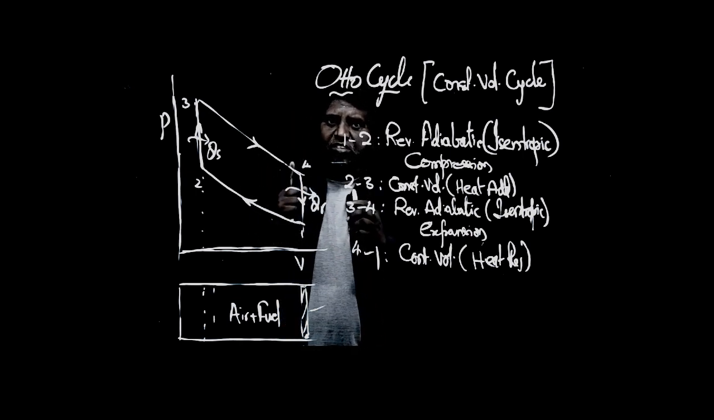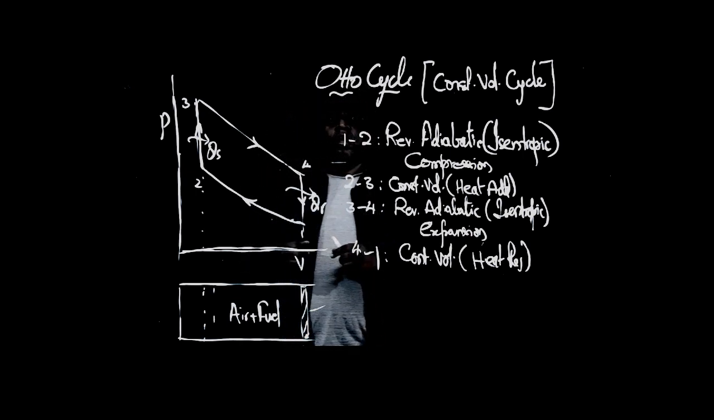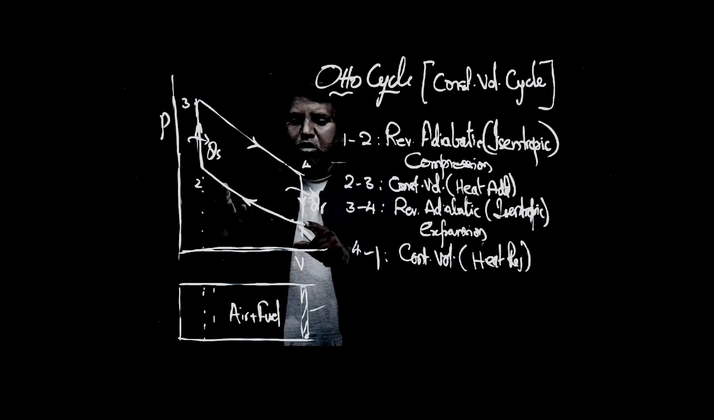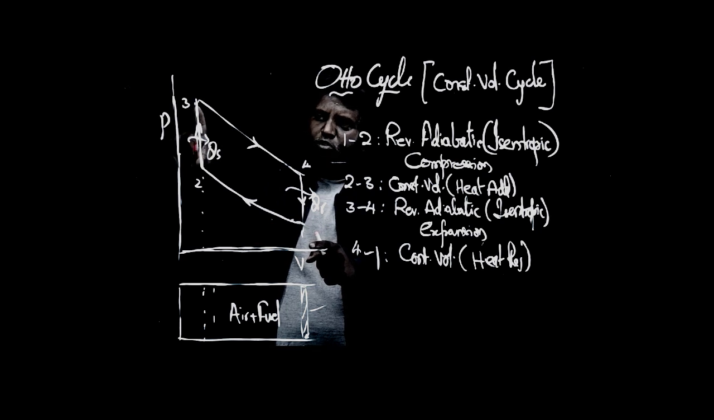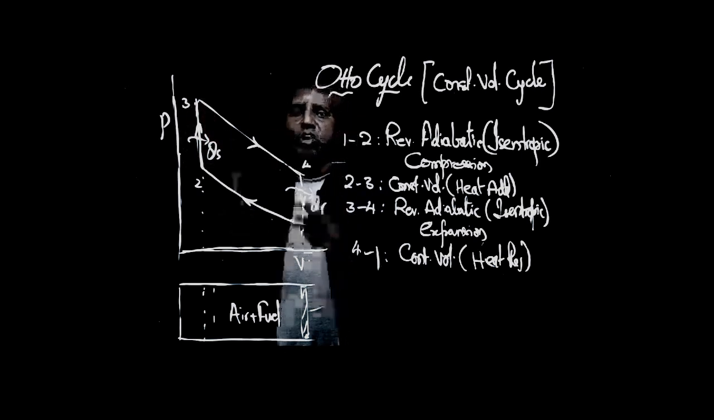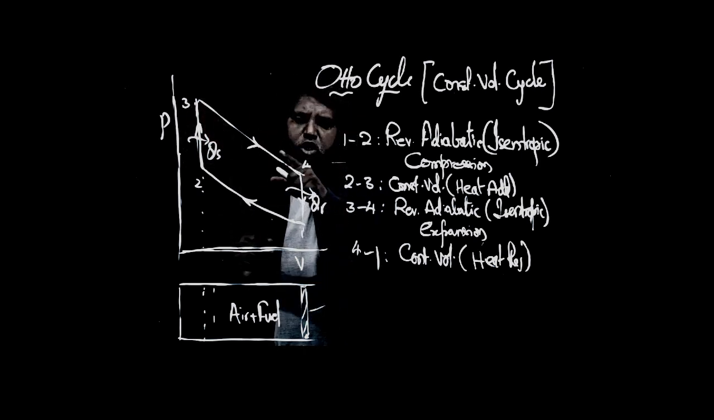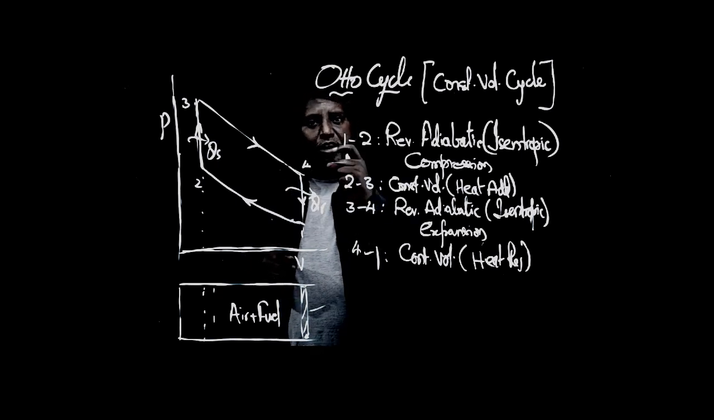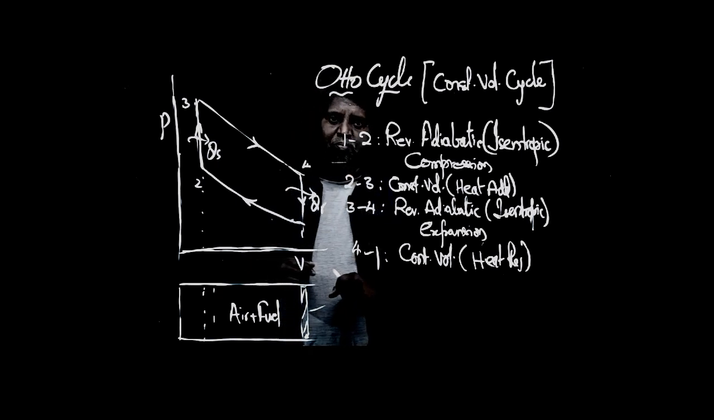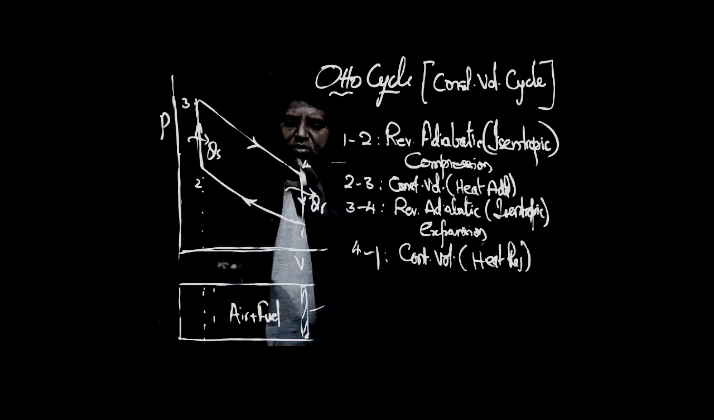What is the Otto cycle? The Otto cycle comprises four important processes. Process 1 to 2 is a reversible adiabatic or isentropic compression, followed by 2 to 3, which is a constant volume heat addition process. Then 3 to 4 is a reversible adiabatic or isentropic expansion process, and 4 to 1 is a heat rejection process at constant volume. This total cyclic process is known as an Otto cycle.